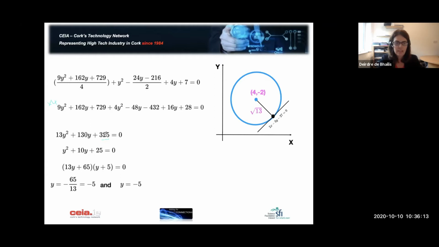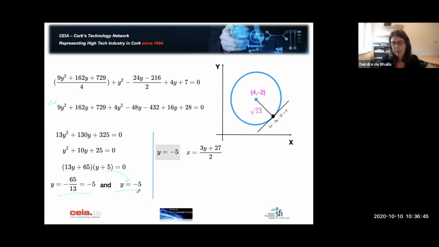So that gives us y is equal to minus 65 over 13, which is equal to minus 5. And on the second, we just simply get y is equal to minus 5. Now you can see these are the same. So we have only found one solution for y, which is great because there should only be one solution. If it is a tangent, there is only one point of contact. So we shouldn't be getting two different solutions for y there.